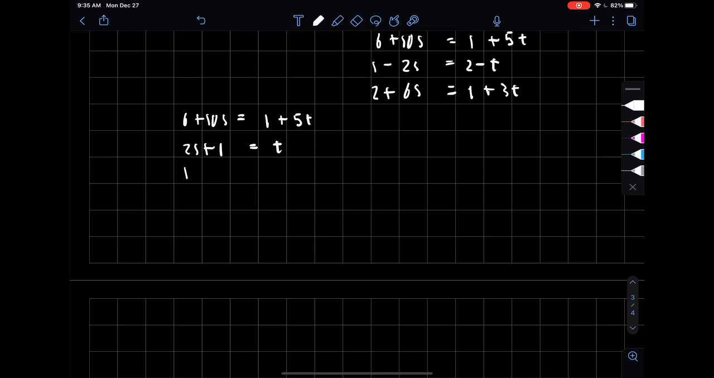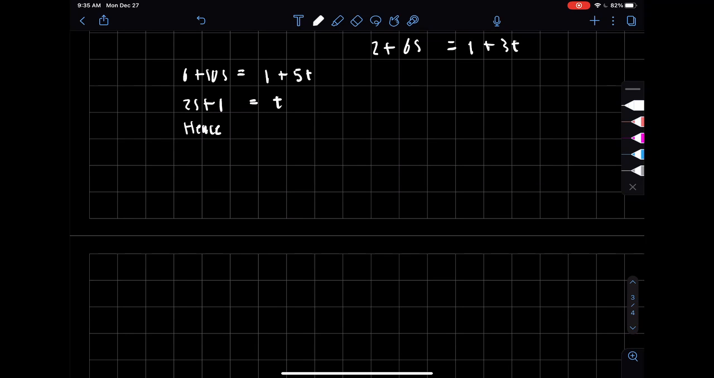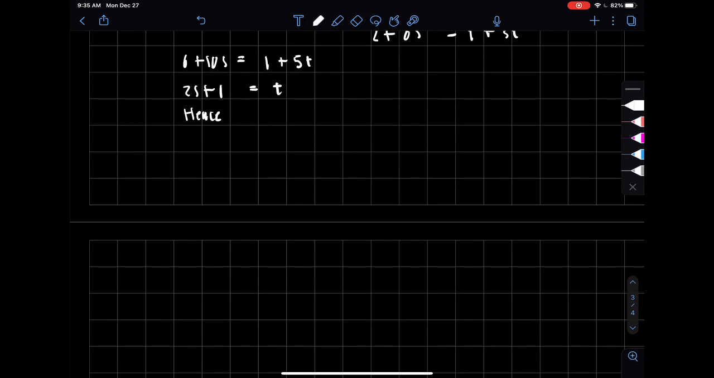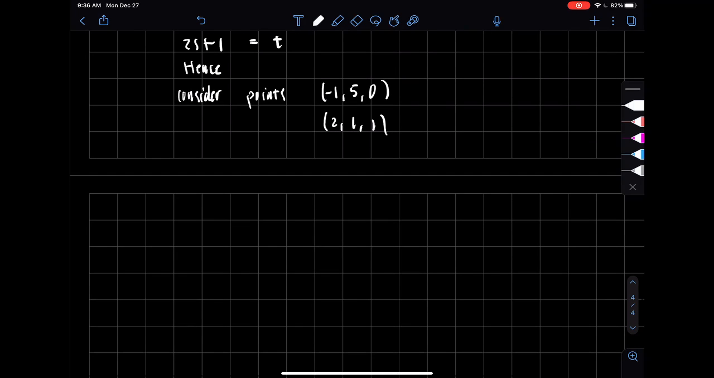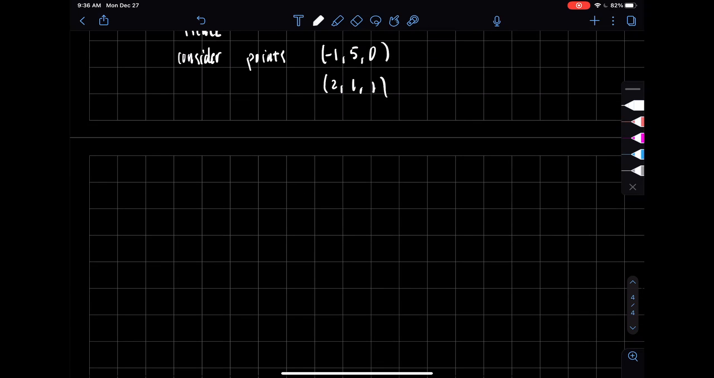So now let's consider another example where we are given 2 points. p would be (-1, 5, 0), and q would be (2, 1, 1). And the directional vector, even though I don't write it down, is (3, -4, 1).